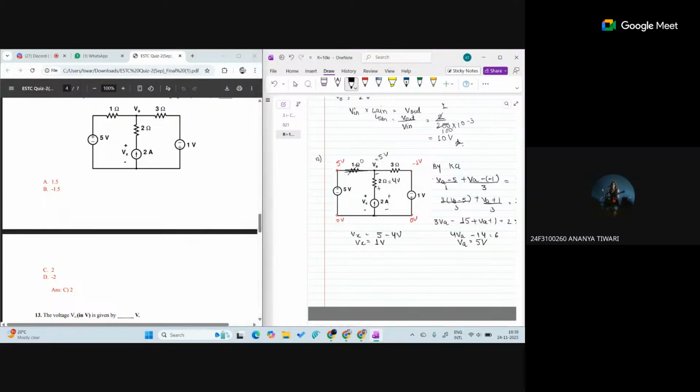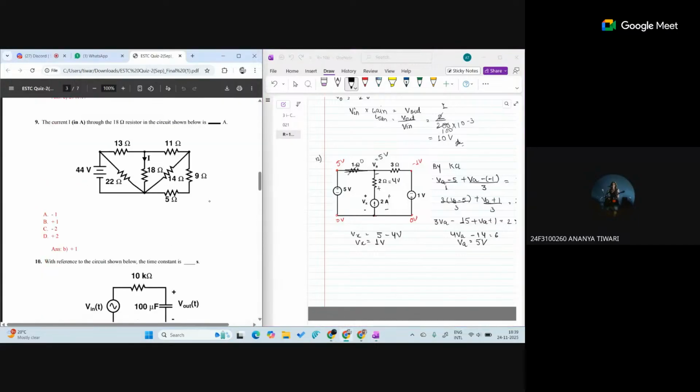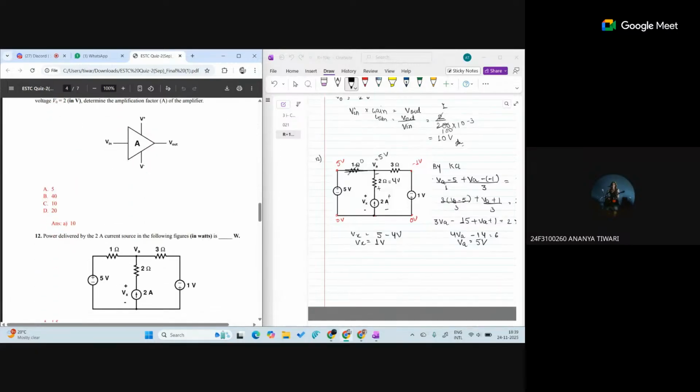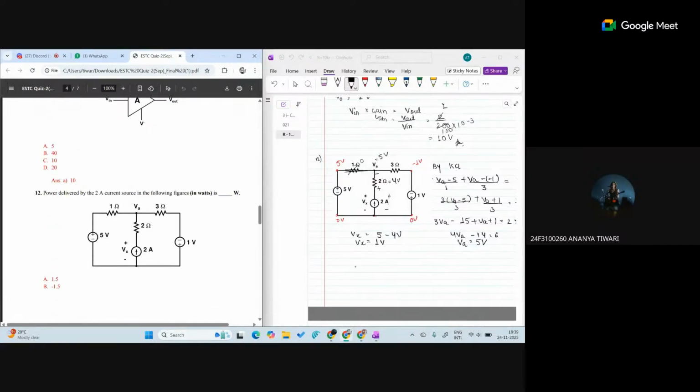And now we have to find the power delivered by this. So the voltage is in the same direction and the 2 ampere is in the same direction. So power delivered by this would be 1 volt into 2 ampere, which would be 2 watt. Is it clear?